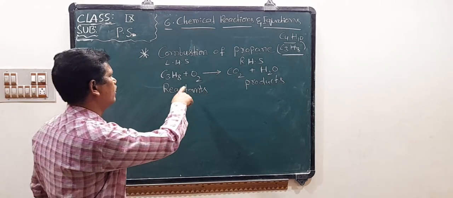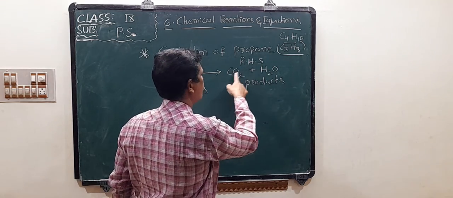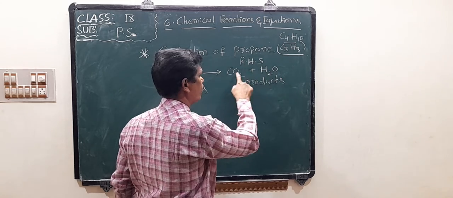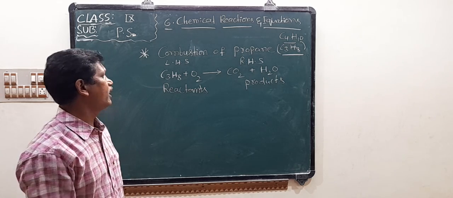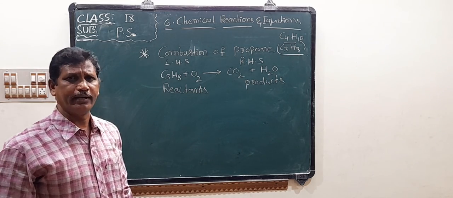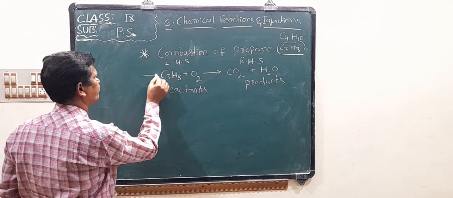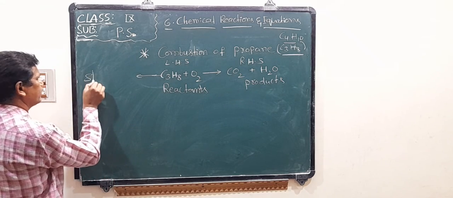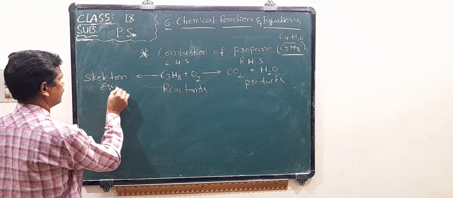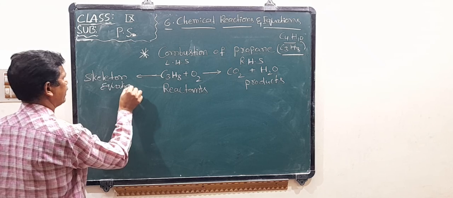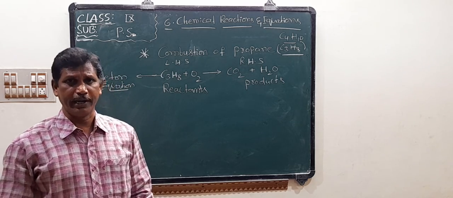There are 2 oxygen atoms present on the reactant side, LHS, and 2 plus 1, that is 3 oxygen atoms, on the RHS. So this is the unbalanced chemical equation. An unbalanced chemical equation is called a skeleton equation.